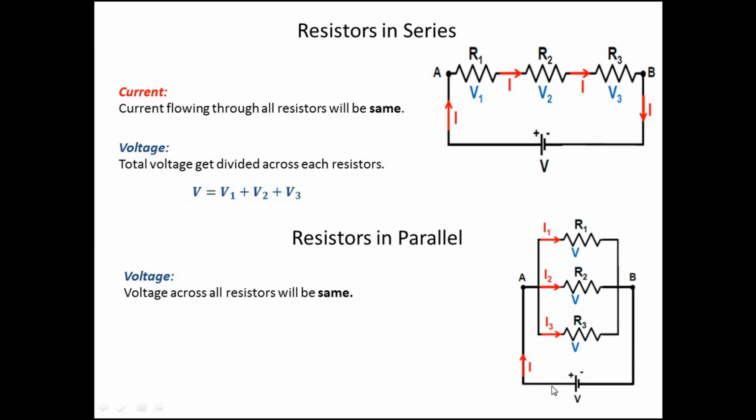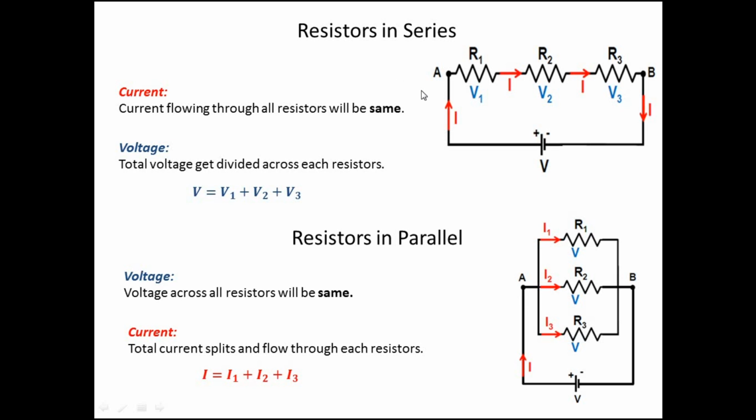And the current: the source current I will be splitting to flow through these resistors. The total current I will be splitting into I1, I2 and I3. So the total current splits and flows through each resistor. I equals I1 plus I2 plus I3.